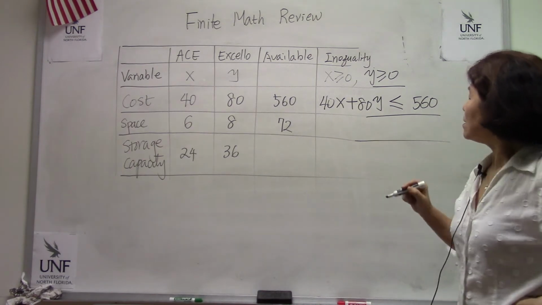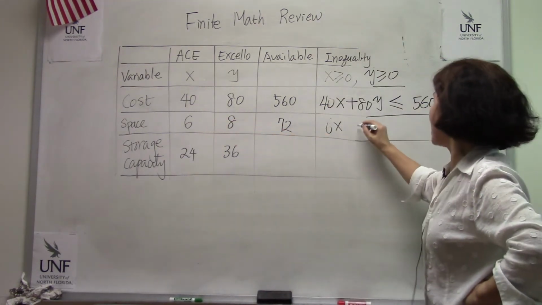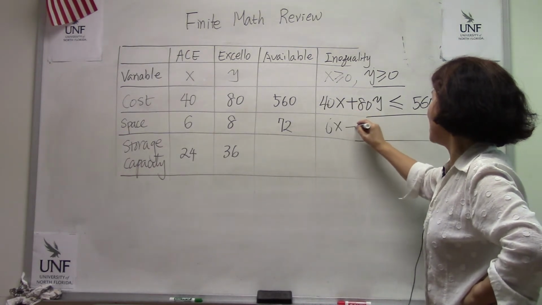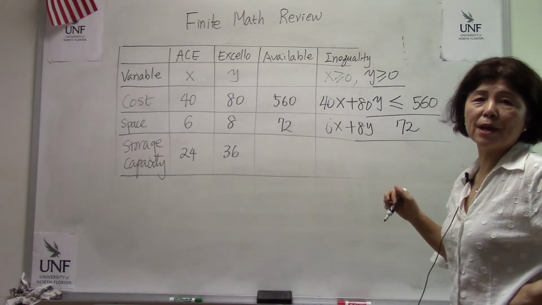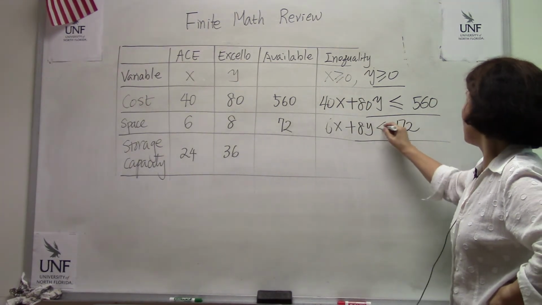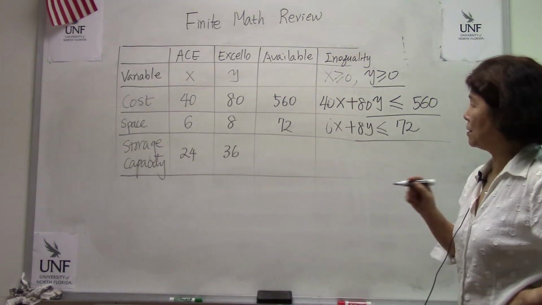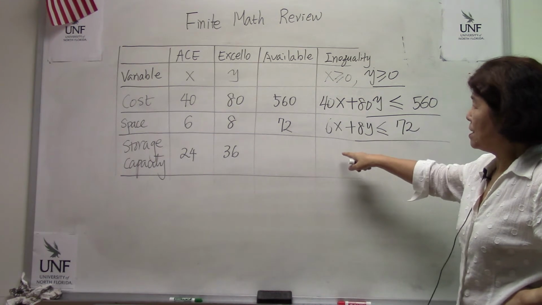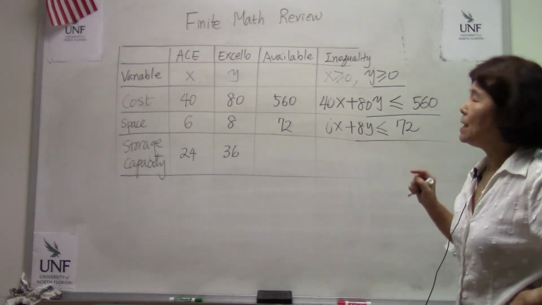The space, again, 6x for the Ace type and 8y for the XLO type, and add them up, and 72. Yeah, you cannot break the wall and go outside, okay? No, you are going to stay within the available space, square footage, okay? And over here, no inequality. So we are done with the inequalities.